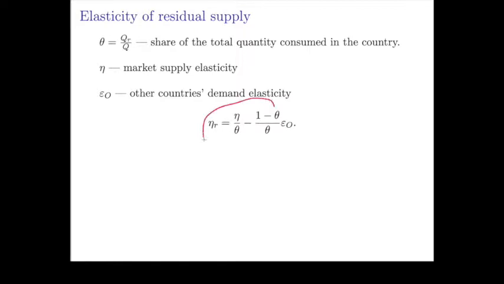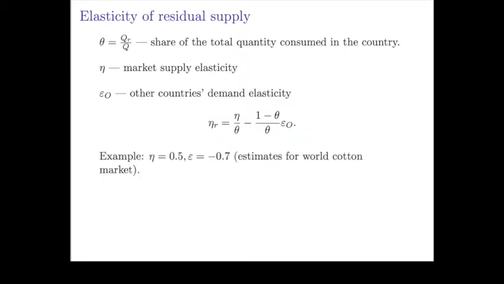What we find is that eta_R, the elasticity of residual supply, is eta divided by theta, minus (1 minus theta) over theta, times epsilon_O. The way you'd find this is very similar to the way we calculated the elasticity of residual demand. We won't go through the details.